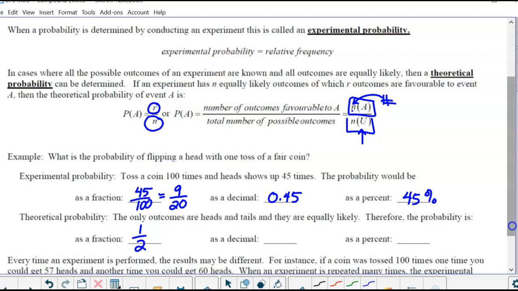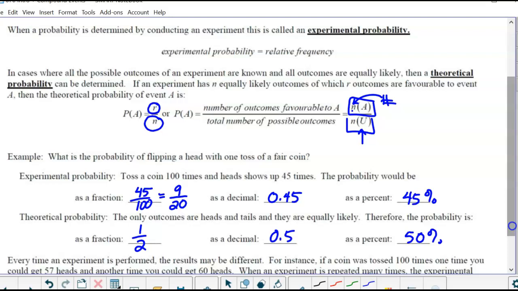Only possible outcomes are heads and tails. Okay, so probability of 1/2. As a decimal, that's 0.5. As a percent, that's 50%. So our experiment was pretty close, but not the same.